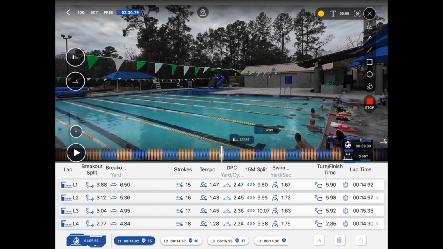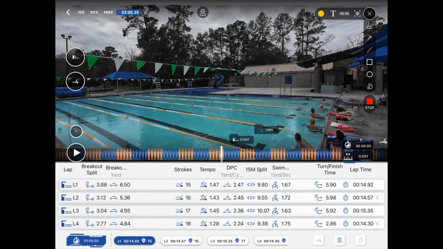And then the last one, you can see 18 strokes. Tempo is really starting to get pretty high, and his distance per stroke cycle is going down significantly. So we're off about 20% from the start. The 15 meter split, actually, it looks like it was his fastest one. And the yards per second, 1.75, but the split comes back up.